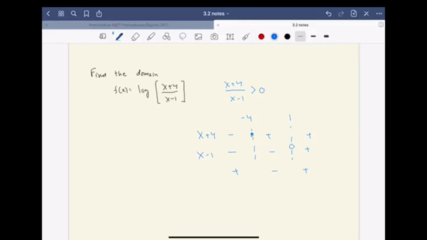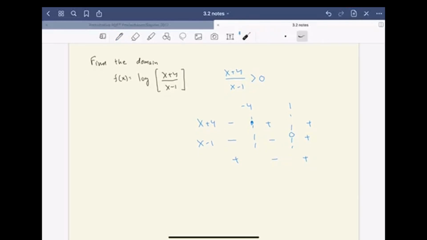I'm assuming everyone's an expert at the sign chart by now. Now remember, we need strictly greater than 0, so we're not going to include any of the endpoints. So negative infinity to -4 together with 1 to infinity. Okay, that's the domain.